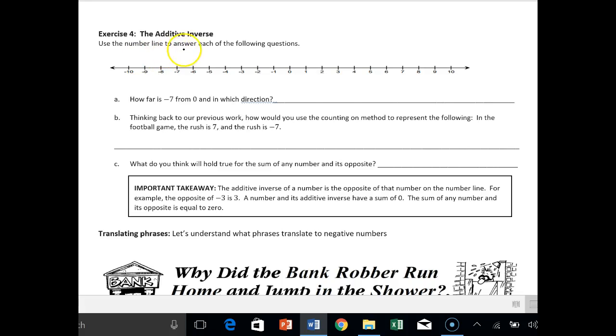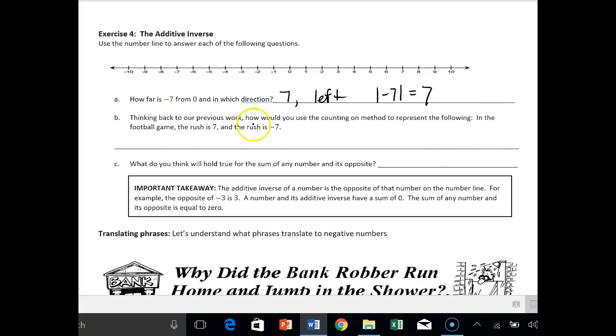So, using the number line to answer each of the following questions. How far is negative 7 from 0 and in what direction? Here's 0. How many spaces is it to negative 7? That should be pretty easy. It's 7 spaces, and it's left. So, really, just to review, we can say the absolute value of negative 7 is 7, right?